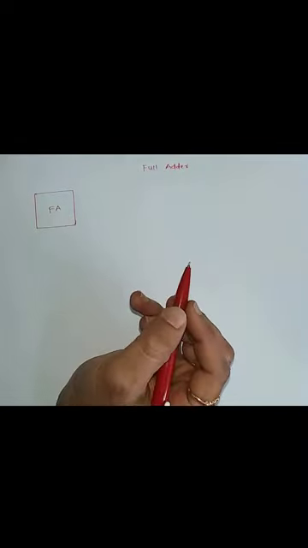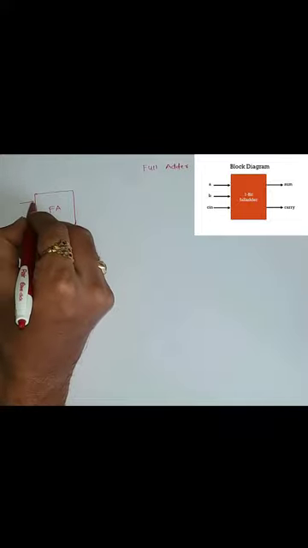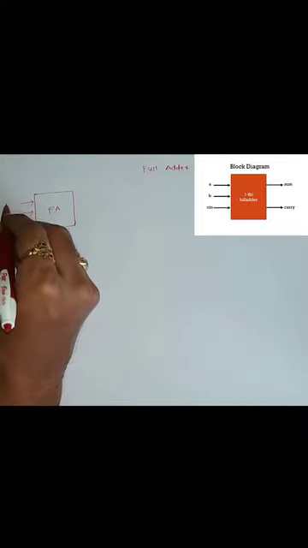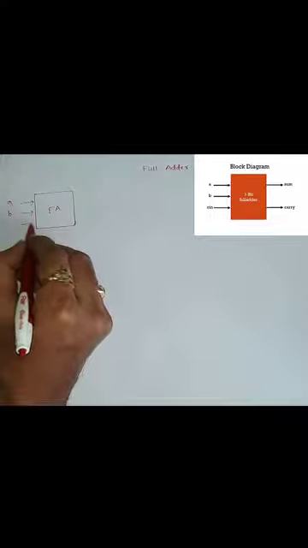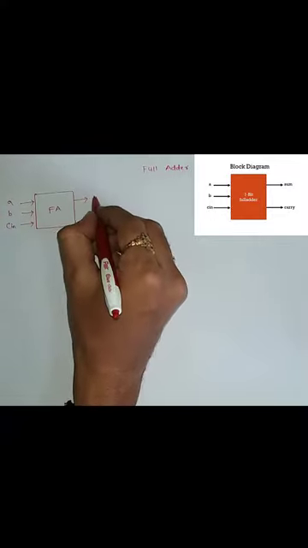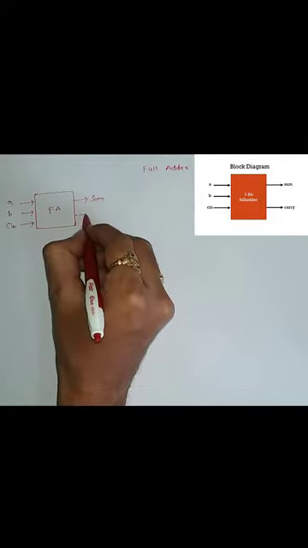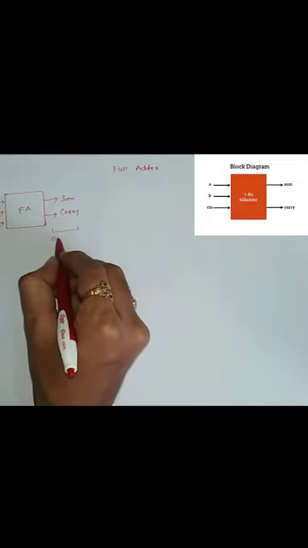This is also called a 1-bit full adder, which contains 3 inputs, that is A, B and C input, and it contains 2 outputs which are called sum and carry. So here these 3 are called inputs and here these 2 are called outputs.